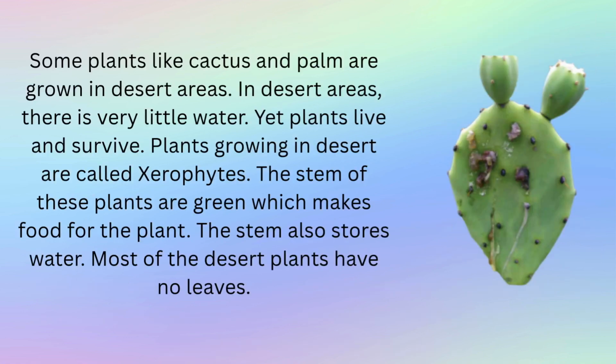Some plants like cactus and palm are grown in desert areas. In desert areas, there is very little water. Yet plants live and survive. Plants growing in desert are called xerophytes. The stem of these plants is green, which makes food for the plant. The stem also stores water. Most of the desert plants have no leaves.